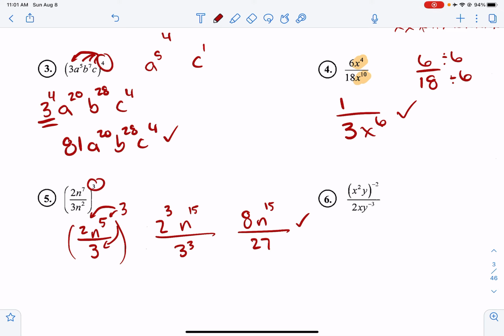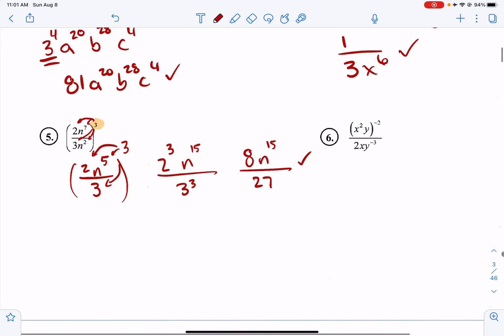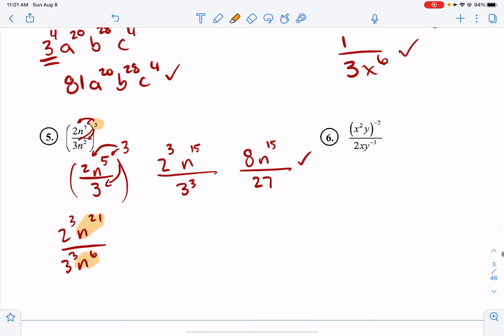Now, a lot of people that I've worked with in the past would distribute that 3 first. They would distribute the 3 to everything, and there's nothing wrong with that. You end up with the same answer. Just really quick, that becomes 2 to the third, n to the 21 over 3 to the third, n to the 6th. Now when I cancel my n's right here, look what I end up with. 2 to the third, n to the 15th over 3 to the third, which matches what I had above. So it doesn't matter if you distribute the exponent first or second, you end up with the same answer.